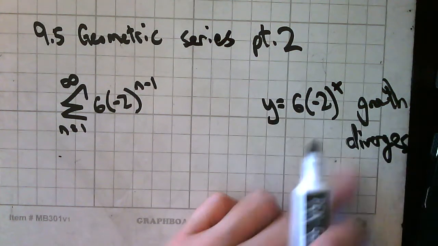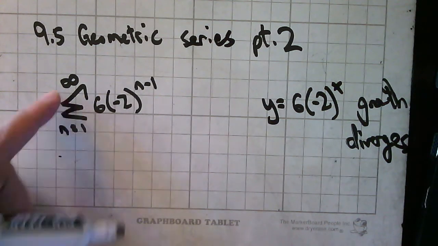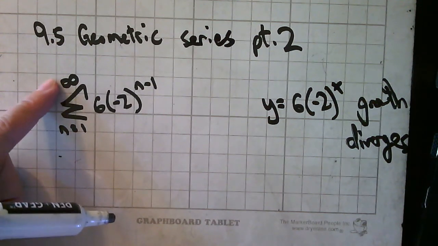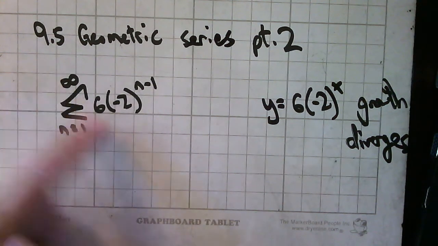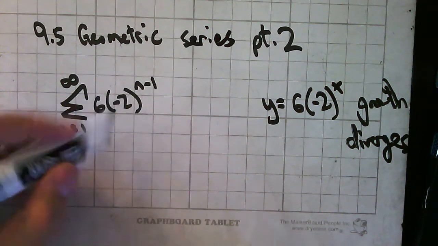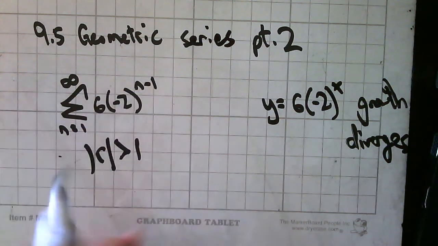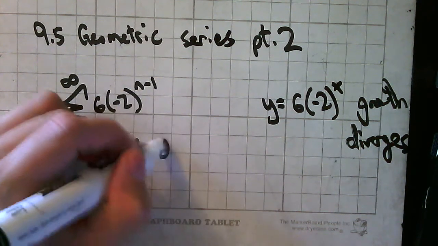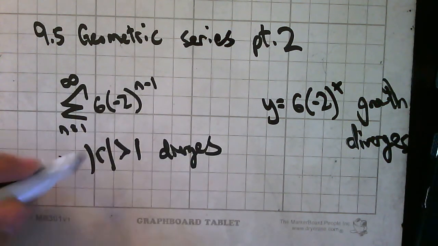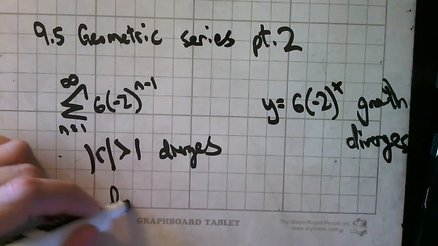And since it diverges, it keeps getting bigger and bigger. If we go to infinity, when we add up the numbers, it's going to go to infinity. So if you're trying to find a sum of an infinite series and your r here is greater than 1, this diverges. So this means our answer here, the sum, does not exist.